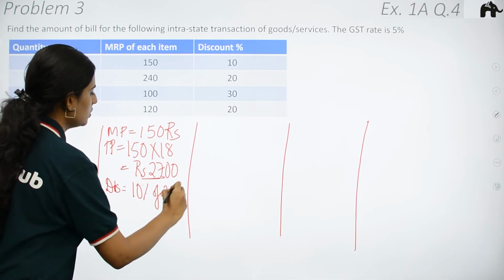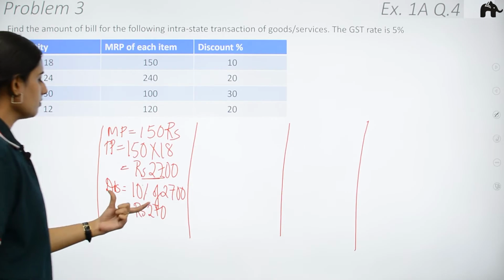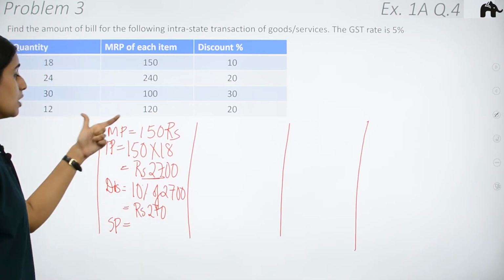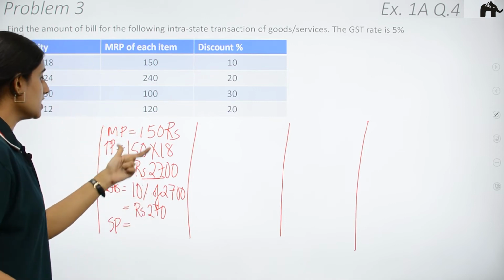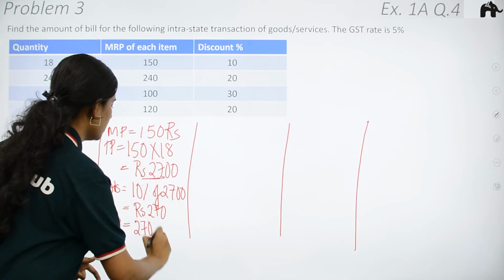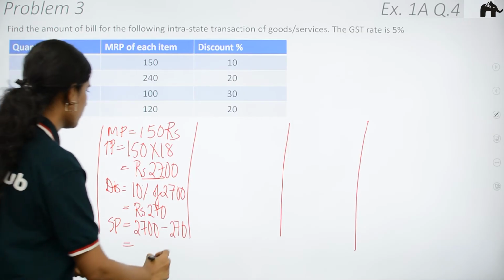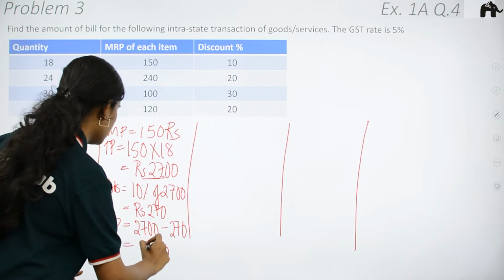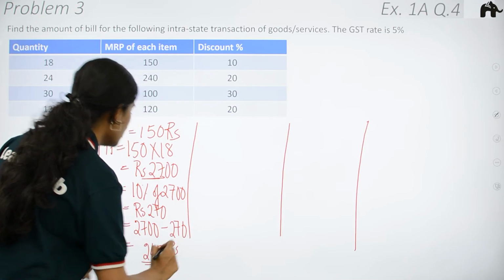10% of 2,700, which is equal to rupees 270. You got rupees 270 as discount. Then what is the selling price? Selling price is marked price minus discount. Here we need to take the total price, marked price into the number of items or the quantities. You will be getting 2,700 minus 270 equal to 2,430. 2430 is your selling price.